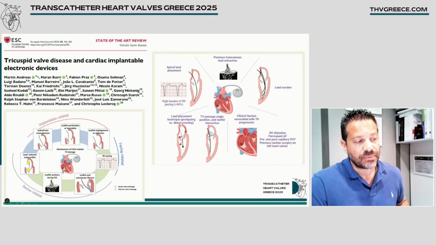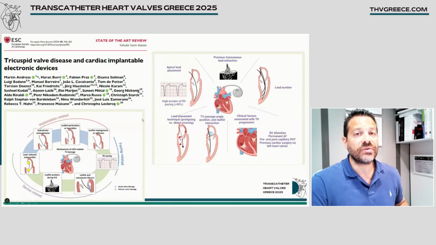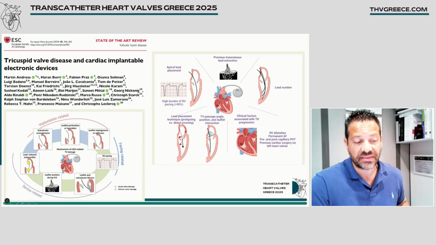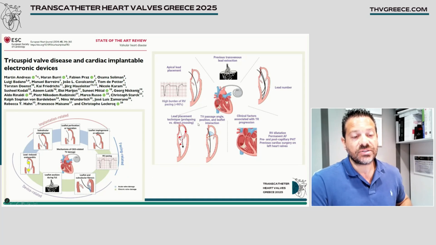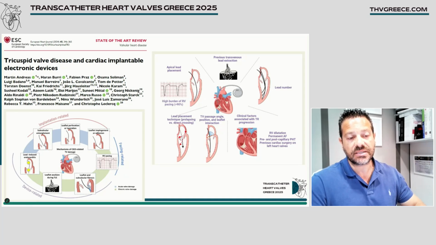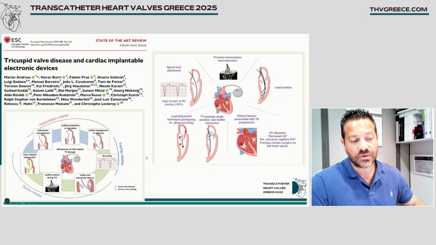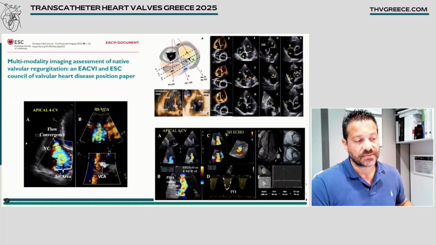For cardiac implantable electronic devices, we need to know the reasons why we can have TR at the end of the procedure. And according to this consensus document, we need to perform a routine transthoracic echo at the end of every implantation, because if we have a new TR that was not present before, then we have to consider what was wrong in the implantation of this device.